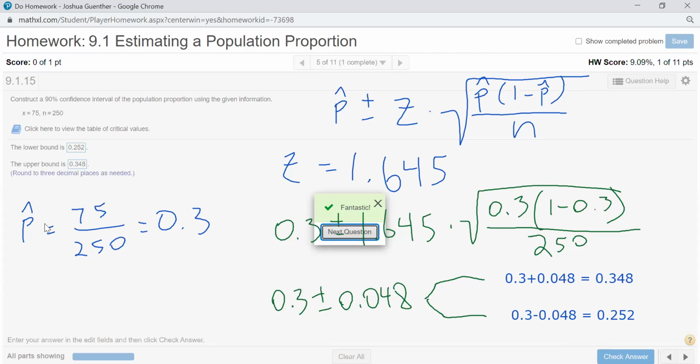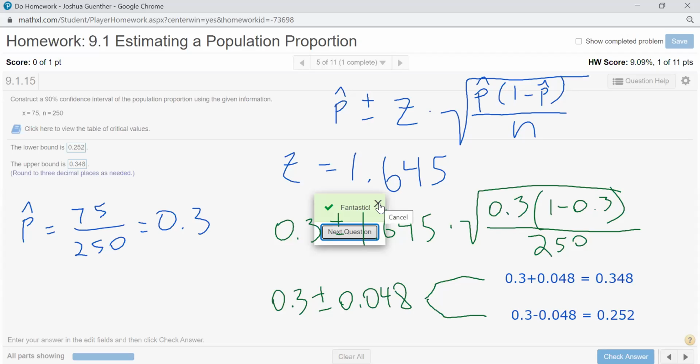So we are 90% confident that the population proportion for whatever this is measuring, I have no idea what this is measuring. It doesn't give you any problem details. It's just like, here's X and here's N and the confidence level. But you can still calculate the confidence interval. So for whatever this is, we are 90% confident that the true proportion falls somewhere between 0.252 up to 0.348.